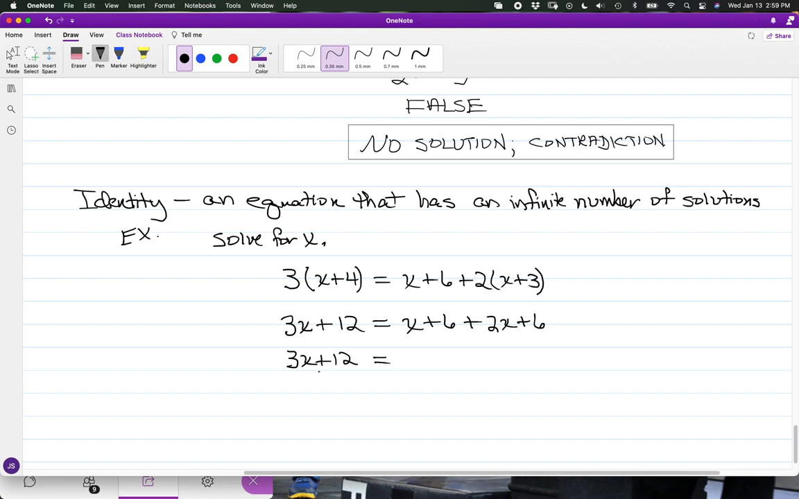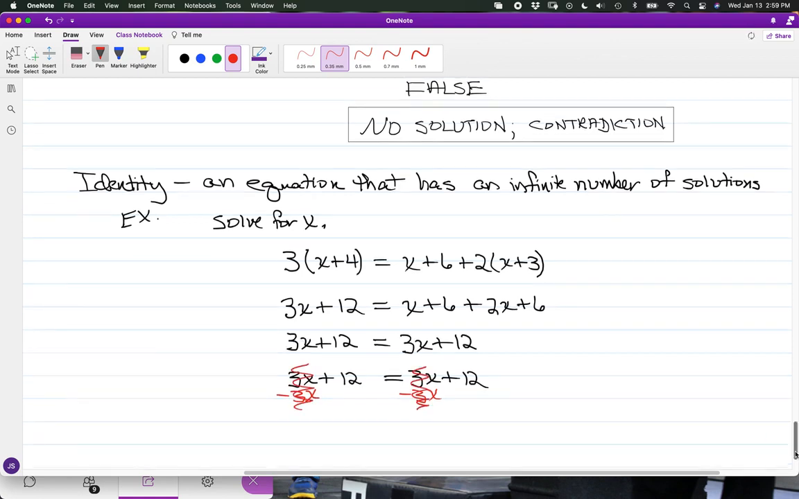Again, we have 3x plus 12, and to the right we have x plus 2x, which will make 3x. We have plus 6, so this will be plus 12. And if you notice, we have the same terms on both sides. If we were to unite the variable terms, they're going to end up canceling each other out.